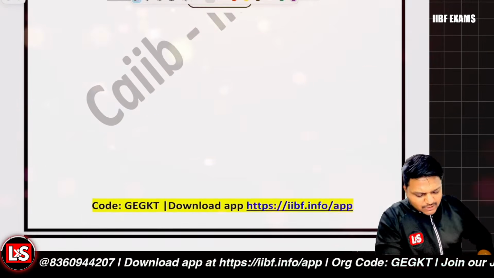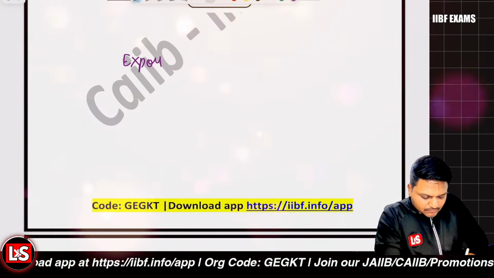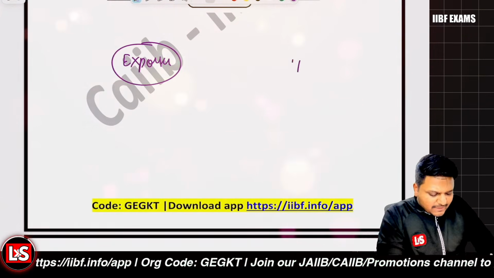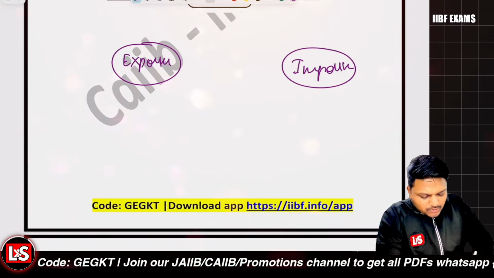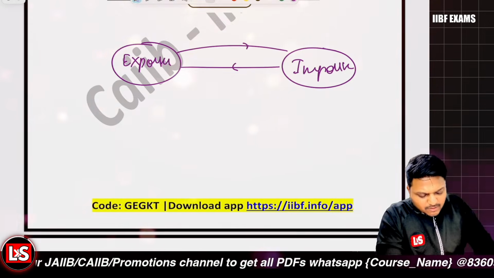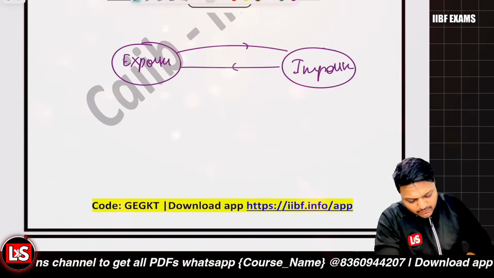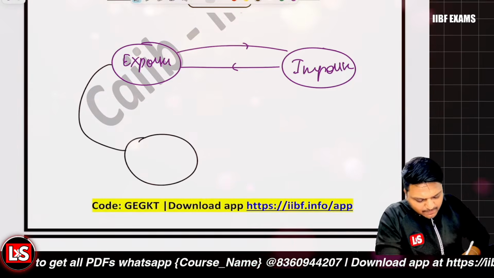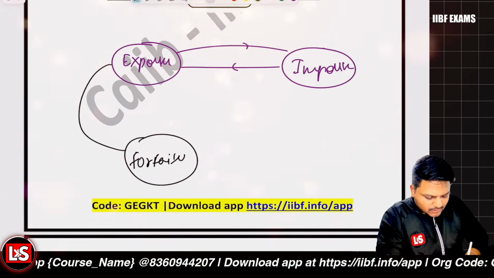Now let's pay attention to that particular fact. Let's say here we are having the exporter, and here we are having the importer. Let's say the exporter draws the bill on the importer and it is accepted by the importer, and now that particular bill or receivable is available with the exporter. Now the exporter will be connecting with the forfeiter, which will be a bank or a financial institution.